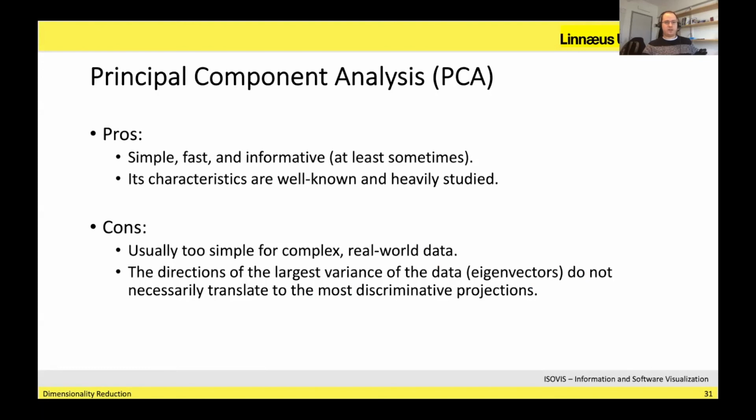So the good thing about PCA is that it's simple, it's fast, sometimes it's informative, it's very well known, heavily studied, and the theoretical foundations are very strong. But it's usually too simple for complex real-world data. So if you're going for complex real-world data sets, then usually you don't really see patterns that well, because complex real-world data is highly nonlinear, and PCA cannot really see the patterns in these things.